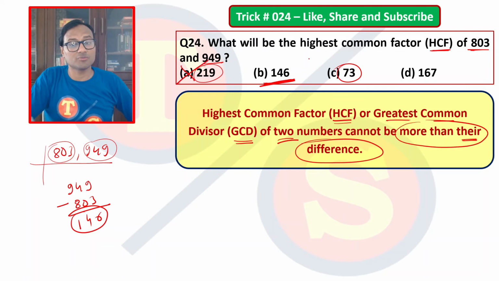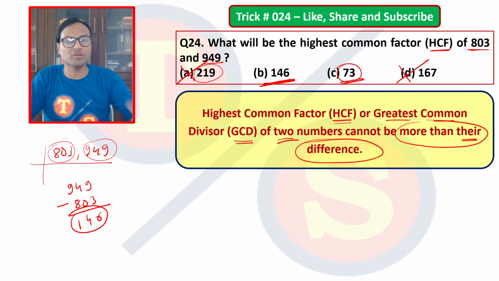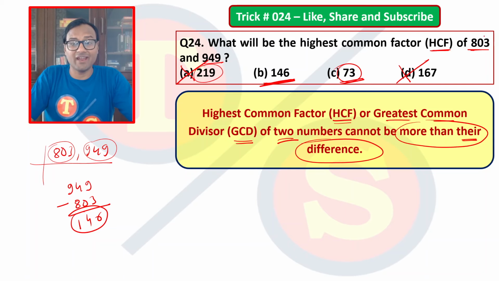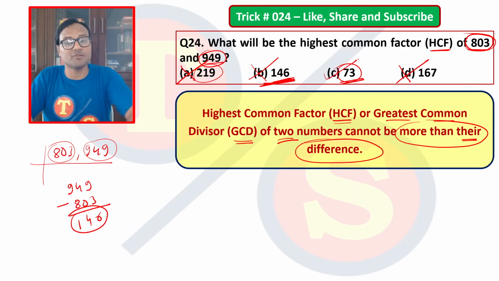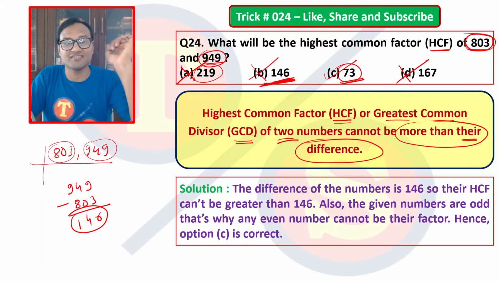So definitely answer option A and answer option D are ruled out. Now we are left with B and C. So think logically. If we are calculating the highest common factor, it must be a factor, no? And any odd number cannot be divisible by any even number, right? Means an odd number cannot have any even number as its factor. So 146 cannot be the factor of any of these two numbers. So definitely this is not possible. So the only possible answer is answer option C, and that is the correct answer.